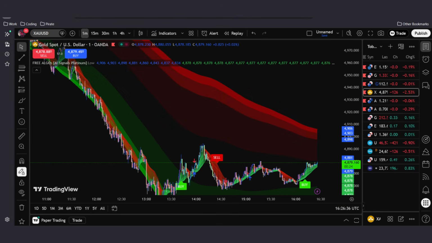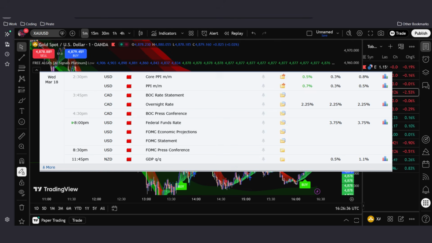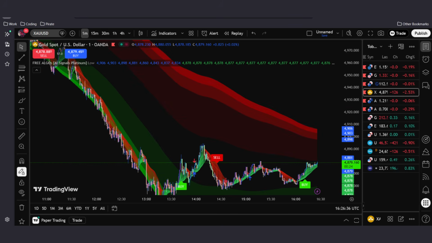Pro tip: don't trade 1 minute before or after high impact news. The indicator will give you a perfect signal right before NFP that looks like free money, and then the spread widens to 50 pips and your stop loss becomes a suggestion rather than a rule. Now let's talk about why this works and why it will eventually stop working.